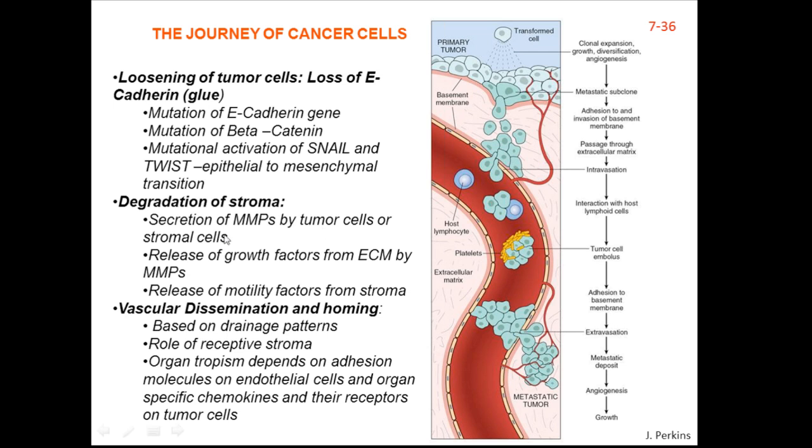Then the cells have to go through the stroma. They have to secrete MMPs, which are proteinases. And that releases growth factor from ECM and motility factor from the stroma. So not only is the stroma being dissolved, other things are happening. Growth factors are coming out of ECM and from the stroma. And then there's vascular dissemination and homing.